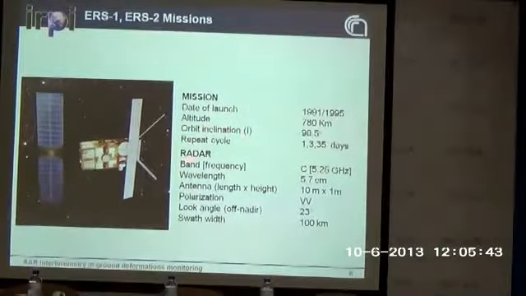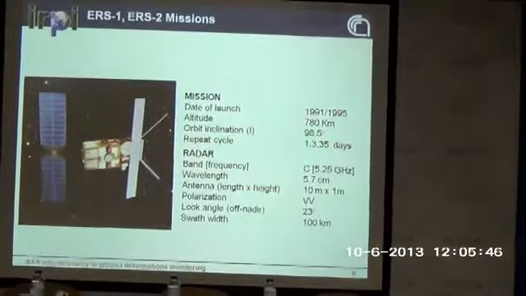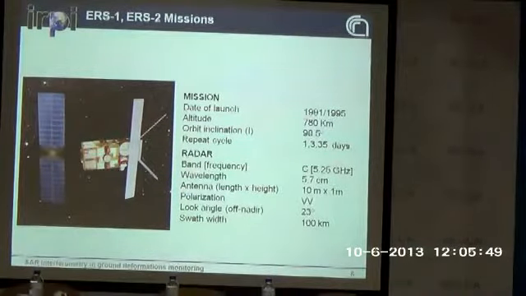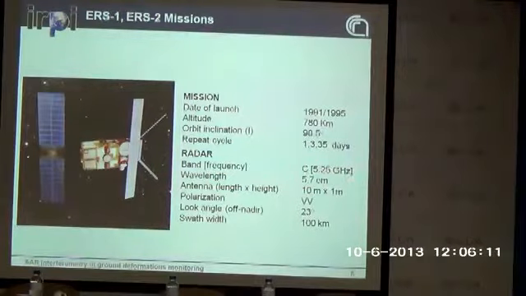And this is the repeat cycle. Repeat cycle means how often they can pass over the same area. So 1, 3, and 35 days, that was the beginning. The other thing that is important is the frequency that you use. This is important because this gives you the sensitivity to the deformation you can measure. From a theoretical point of view, we can measure deformation up to half the wavelength that we use, so about 2.8 centimeters.